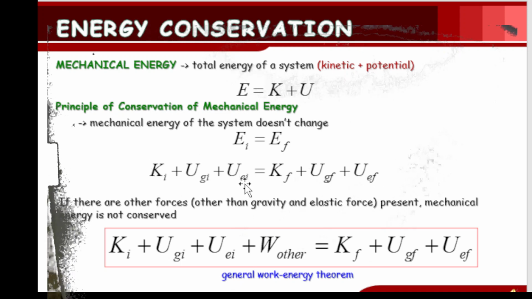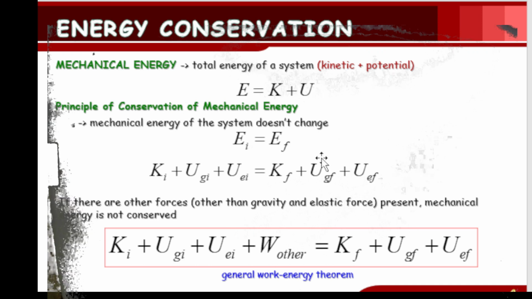So wherein on the left side of our equation, we have all the initial values. These are the initial values. And on the right side of our equation, we have the final values of kinetic and potential energies. As you can see, potential energy is also the sum of gravitational and elastic potential energies.